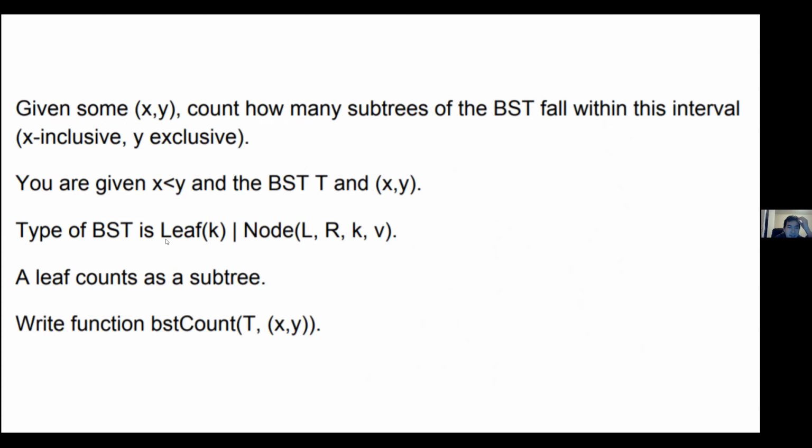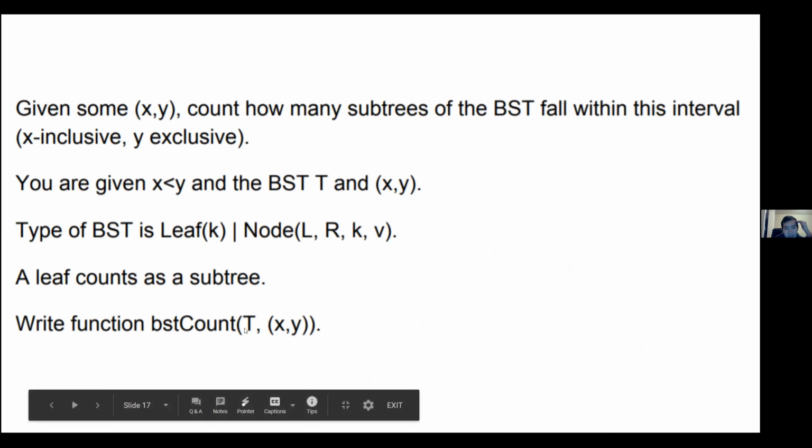In this case, note that we're not using empty leaves. The leaves actually have a K and a V, and over here, sorry, I missed the V. There should be a V, and we need to write a function BST count, which takes in the BST and a range, and basically needs to return the number of subtrees in T that completely fall within the range XY.